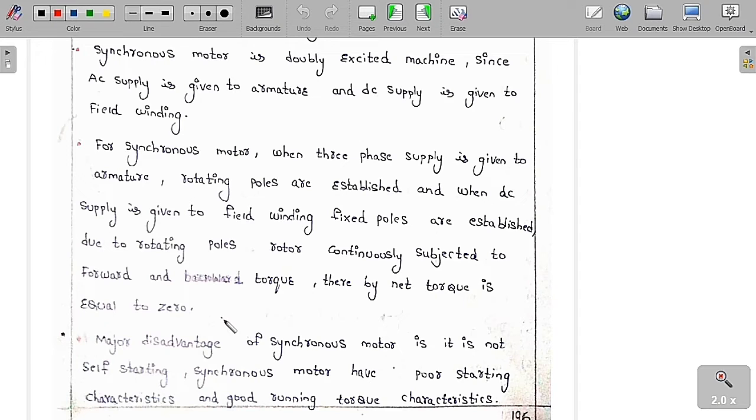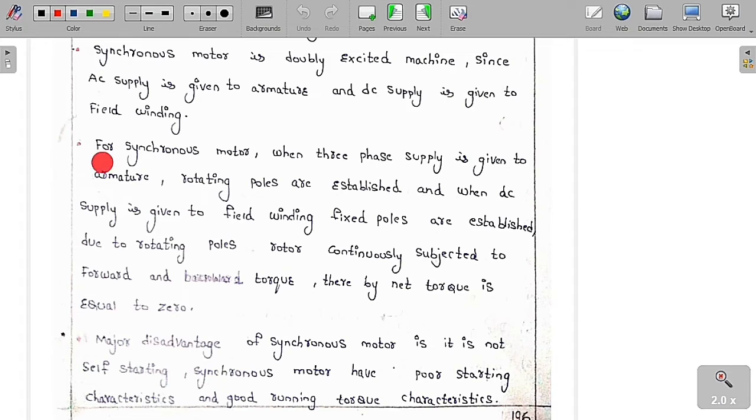When you give the DC supply to the field winding which is present on the rotor, fixed poles are going to be established, and this rotor is going to experience a forward torque and a backward torque. So net torque is equal to zero. Therefore we can say the net starting torque is equal to zero. Because of this only, it is not a self-starting motor. So you can say synchronous motor is not a self-starting motor. It's a very important point.